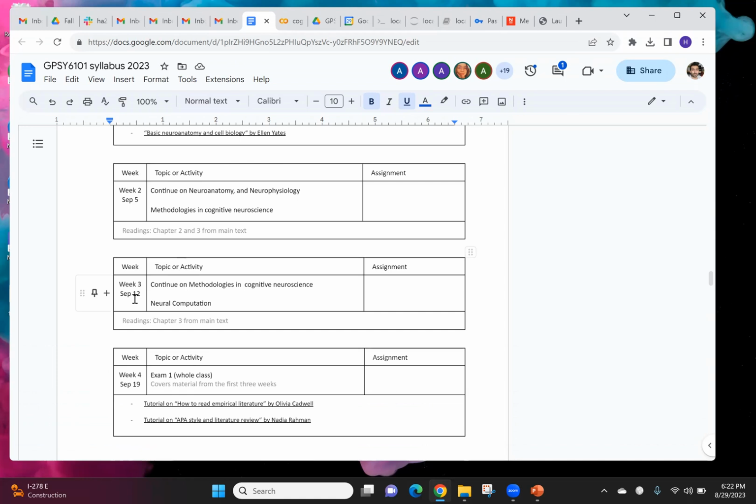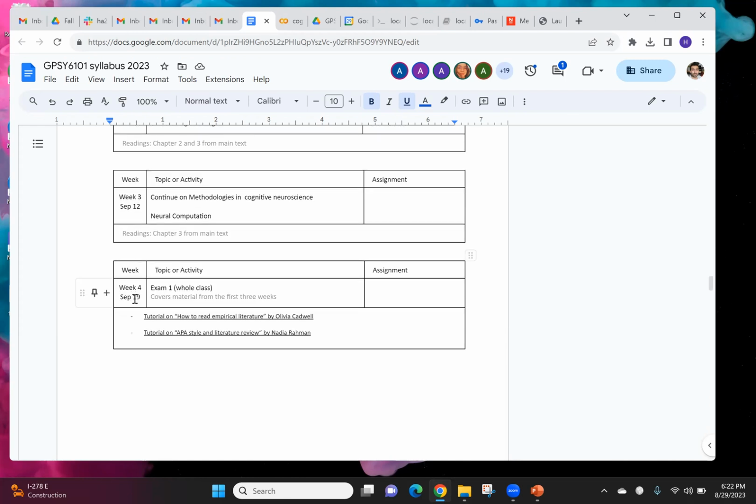Third week, we'll again continue these topics. And then on the fourth week, which is September 19th, we'll have our first exam. Exams are not cumulative. So the exam will be on the material of the first 3 weeks, and the following exams will not include this material. You'll have the whole class to take the exam, though you probably won't need the whole class. As I said, it will be a mix of multiple choice and essay questions, and we'll have them right here.